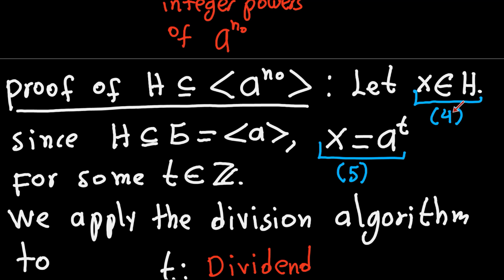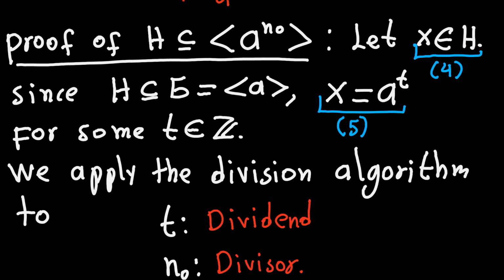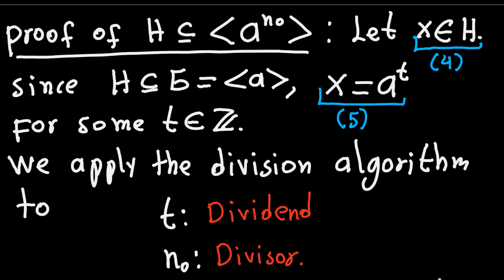So I'm going to call that number 4. Now we know that H is a subgroup, but it's in particular a subset of G, which is all powers of A. So that means that X itself has to also be a power of A. So A to the T, and I'm going to call this number 5, where that T is some integer. Now remember, what we need to prove is that this element X is a power of A to the n naught. So that would be the idea for the rest of the proof now.